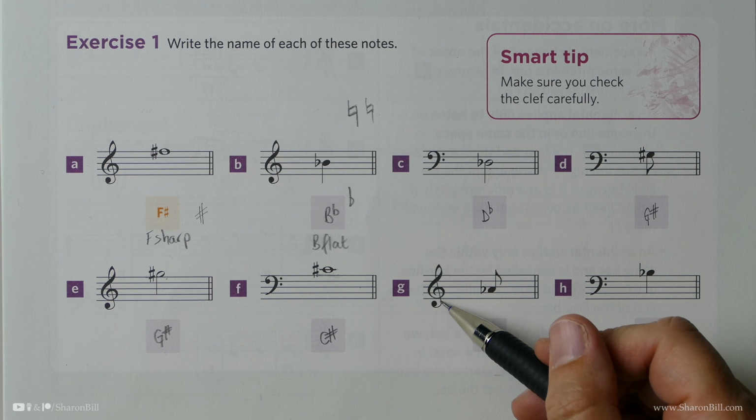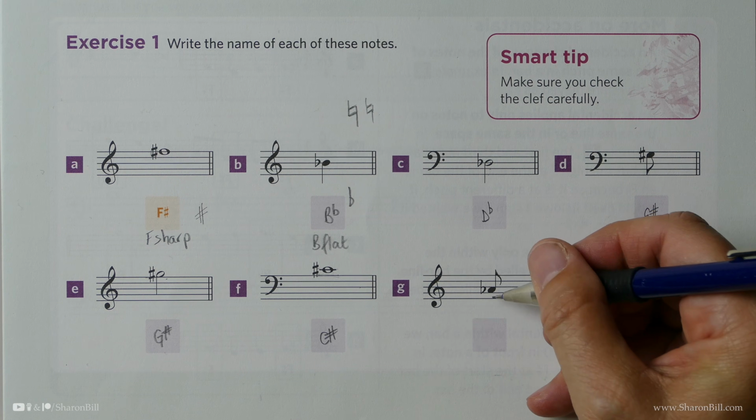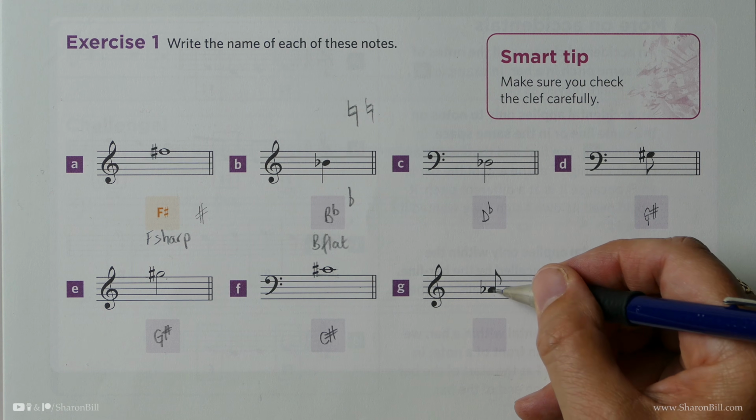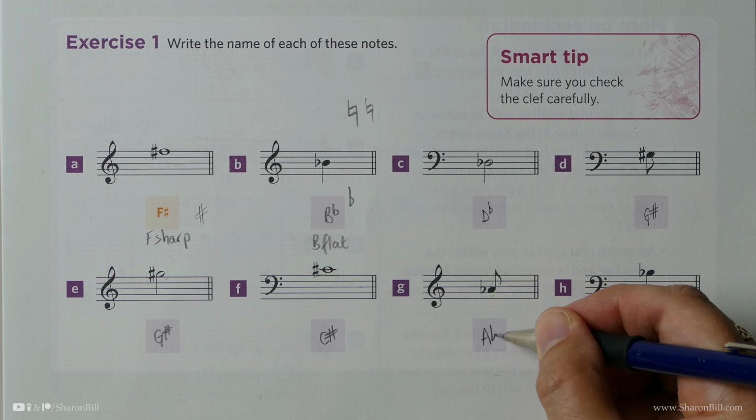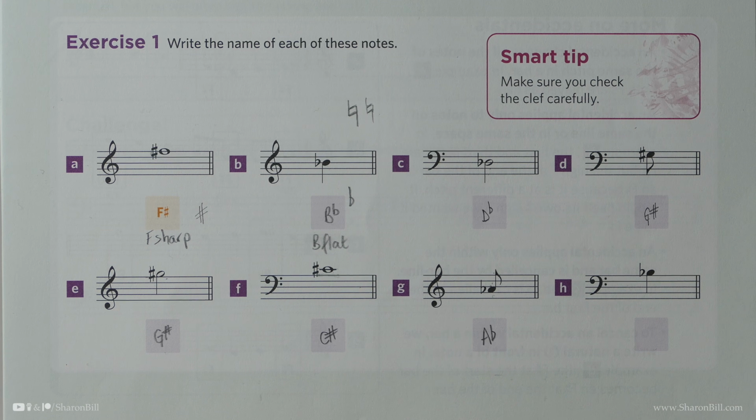And so now we're in the treble clef. Now we know that the spaces spell FACE. So F, A. And then it's an A flat. So that's the full description of that pitch.